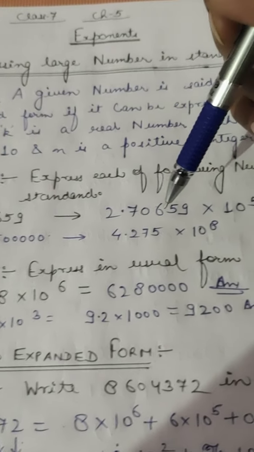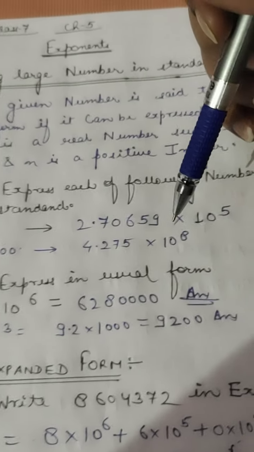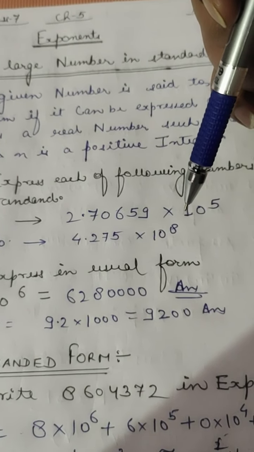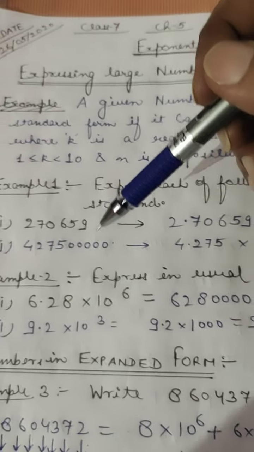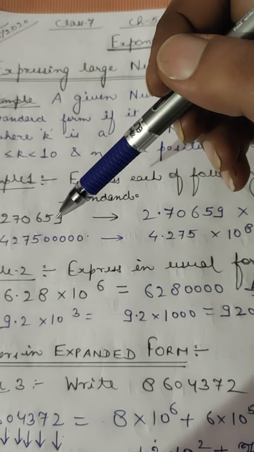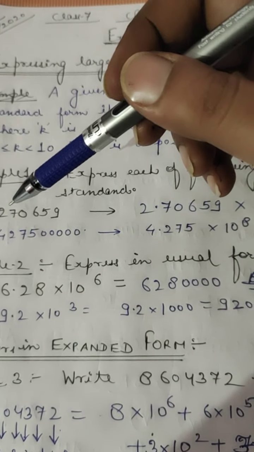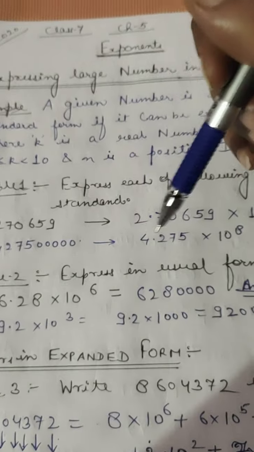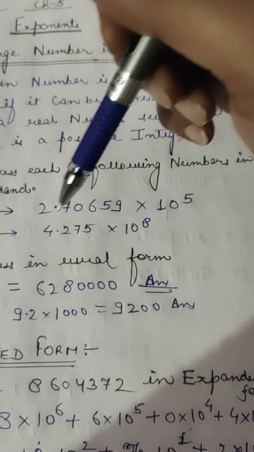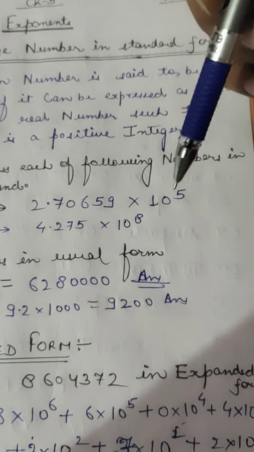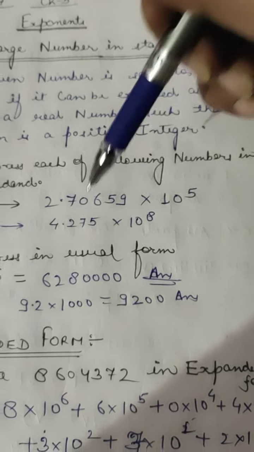So that means you are raising how many powers? You have to raise the power of 10 up to 5, because you have shifted 5 places from here up to here. So this is the standard form representation of the given number, 2.70659 into 10 to the power 5. This is the standard form.